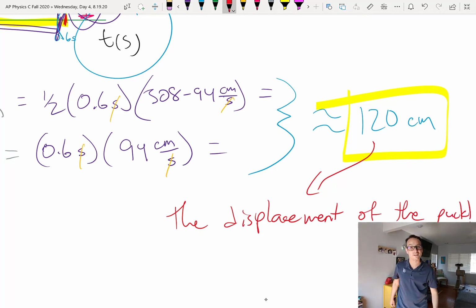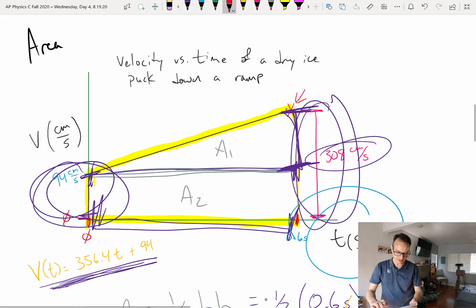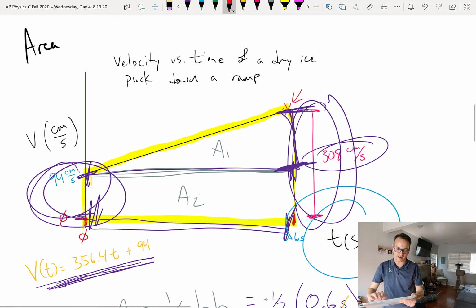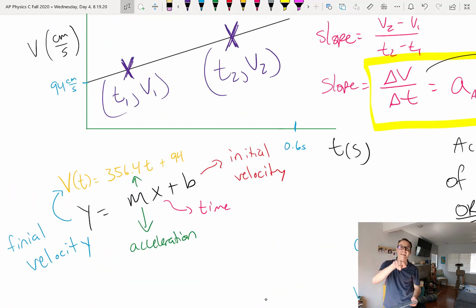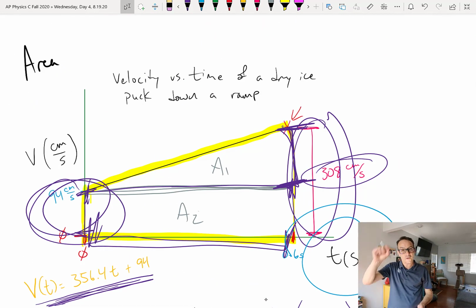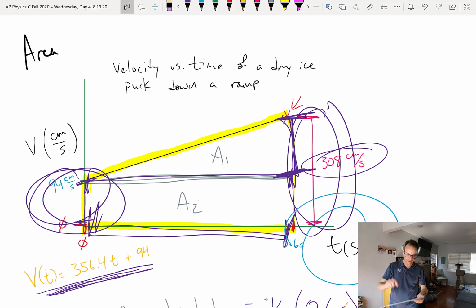Which I think is really cool. So once again, look at all this information that you can get from just a graph. This is a velocity versus time graph. The slope of it will tell us the acceleration. The y-intercept will tell us the initial velocity. And the area under the graph of a velocity versus time graph gives you the displacement of the object.